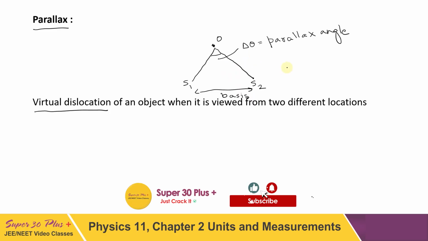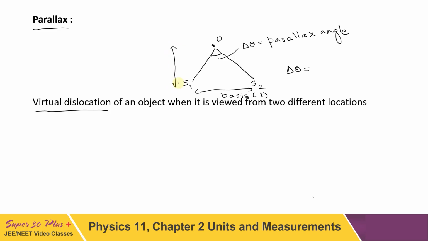And how can this be measured? Delta theta can be written as, if basis is defined by L and location of O from S1 or from S2 is R, of course delta theta can be written as L upon R. But this will be valid only if delta theta is small. So it is the condition, if delta theta is small, we can write delta theta to be equal to L by R. Now we will see why parallax is needed, why we are studying this parallax.